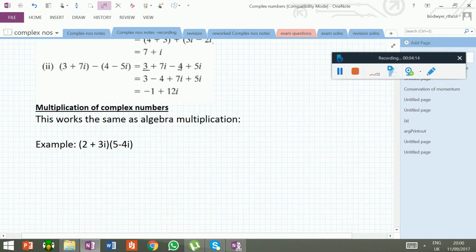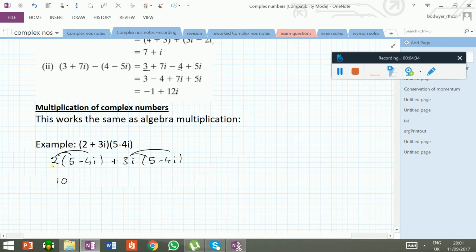Multiplication, again, is similar to what we do with algebra. If we're multiplying two complex numbers, we have to split the first bracket and multiply it by the second. Plus 3i times 5 minus 4i. Again, we're going to do rainbows. 2 5s are 10. 2 times minus 4 is minus 8i. 3i times 5 is a plus 15i, and 3i times minus 4i is minus 12i squared.